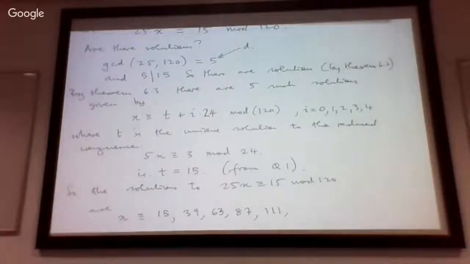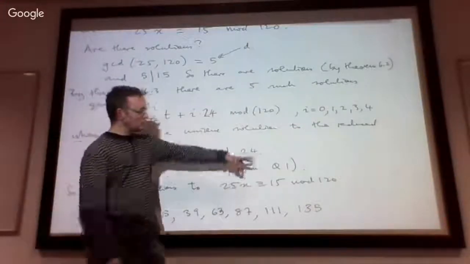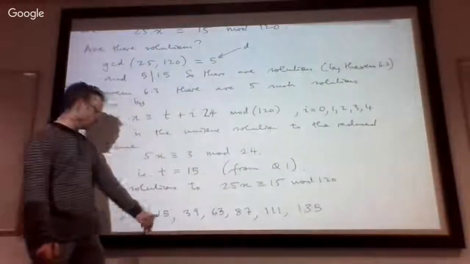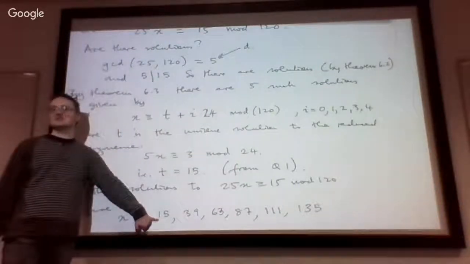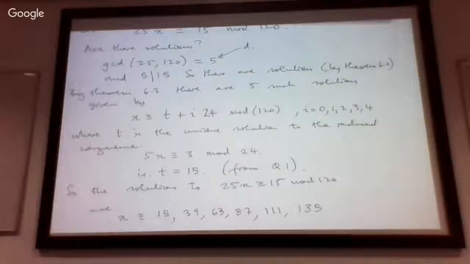Would I go one further? What if I did? Is 135 not another solution? Why not? Because it's supposed to be 5 solutions. Yes, it is a solution, but it's not a genuinely new one, because remember, we're talking modulo 120. With 135, you're back at the beginning again. You're back to 15 modulo 120.